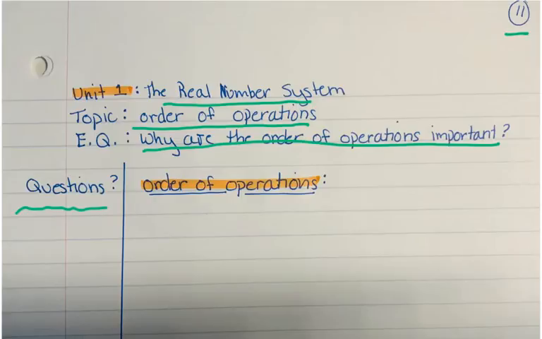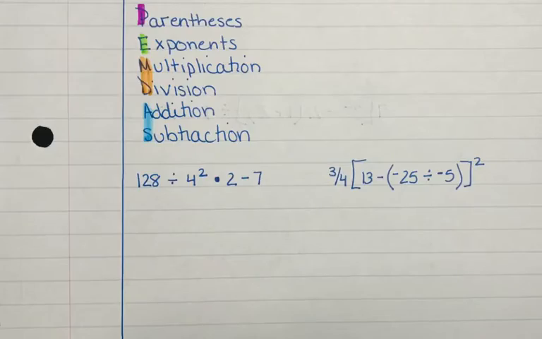So as you can see, I've highlighted a few things. Please make sure your unit, topic, and essential question are filled in. Go ahead and pause the video if you need to. Okay, so hopefully we remember that the order of operations are parentheses, exponents, multiplication, division, addition, and subtraction.